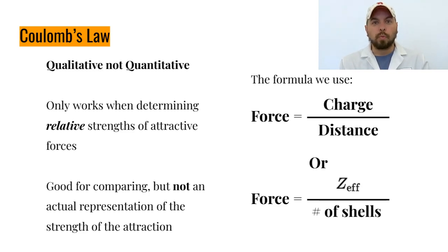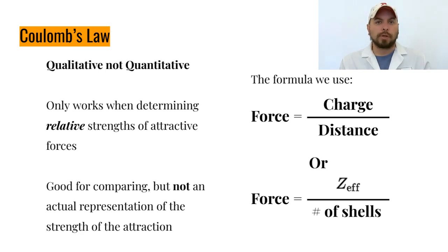So we are doing this all non-quantitatively. We're not ever going to calculate a number for Coulomb's law. We're just doing this relative to each other. So if I have two things that have different effective nuclear charges, but the same number of energy levels, I can compare them based on their relative force. Or maybe they have the same effective nuclear charge, but different number of energy levels. Now I can compare them. You will almost never be asked to compare Coulomb's law to things that are going to have two variables. But if you do, I'm going to show you how to handle it.